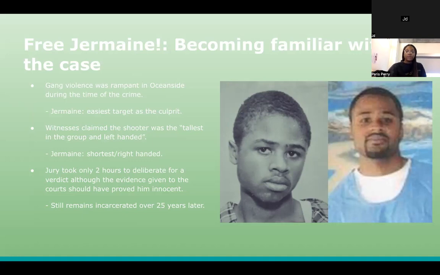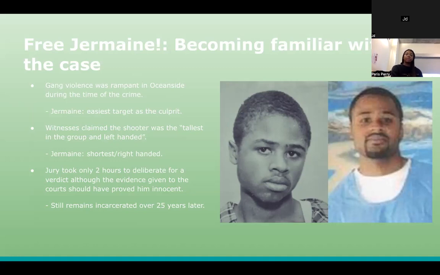So the lead detective fixated on Jermaine and ignored other witnesses who had credible leads and who stated Jermaine was not the shooter. Multiple witnesses said that the shooter was very tall and left-handed, and Jermaine was the shortest and right-handed. So it was kind of a flip-flop on that. He was not an easy target, especially given the eyewitnesses' descriptions of the shooter, but they put the crime on him.